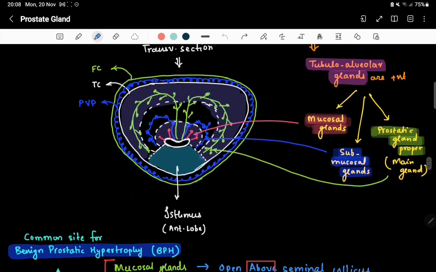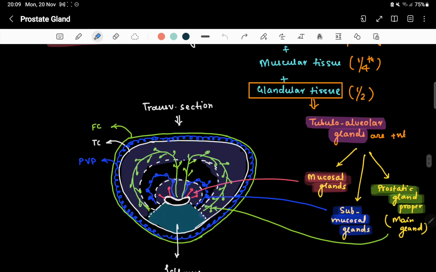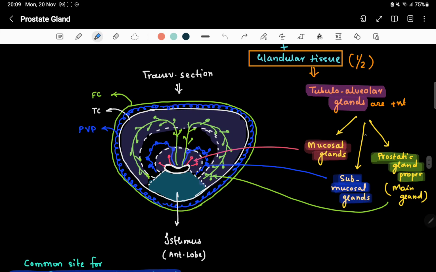Then afterwards we have the glands present in this region. This isthmus is called the anterior lobe of the prostate gland. We have mucosal glands like this in the inner part. What we have done is taken a transverse section of the gland, with the mucosal glands shown in red. Then you have the submucosal glands present around the mucosal glands, and then you have the prostatic glands proper.